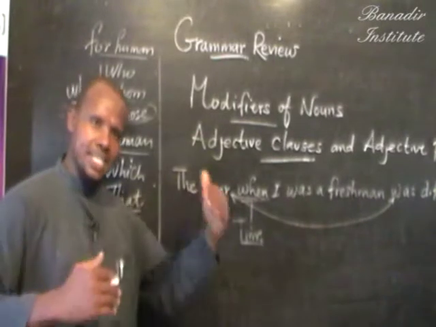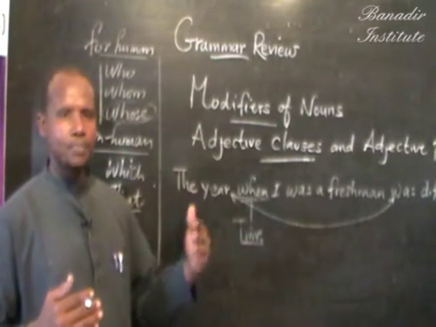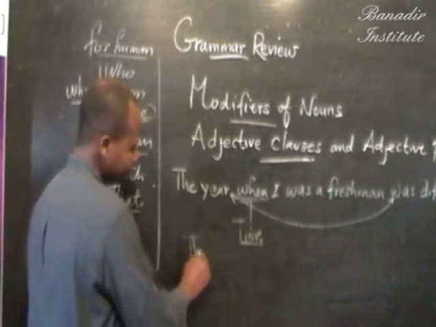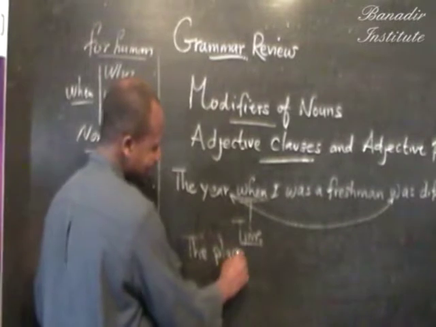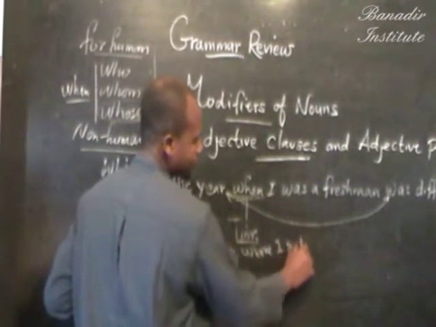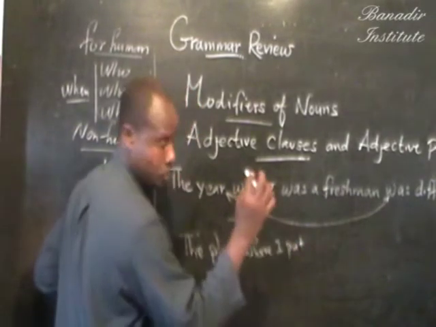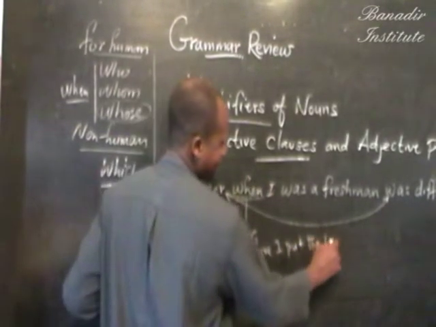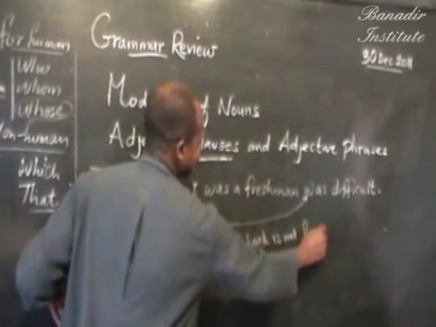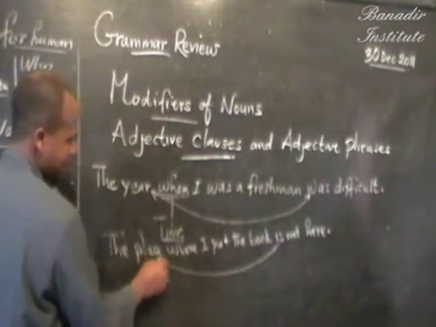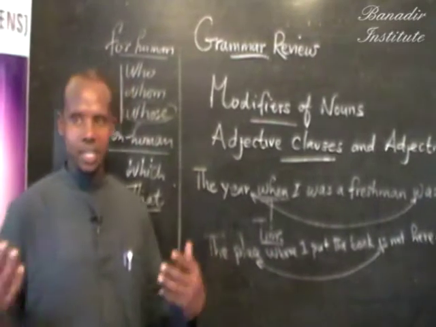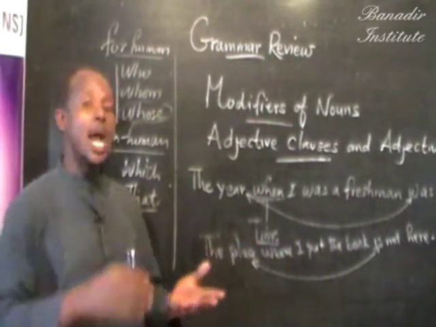When I mean a place, I will use where. For example, say the place where I put the book is not here. The place, the position, the side is not here. Which side? The place where I put the book.